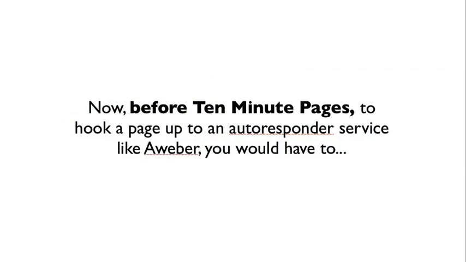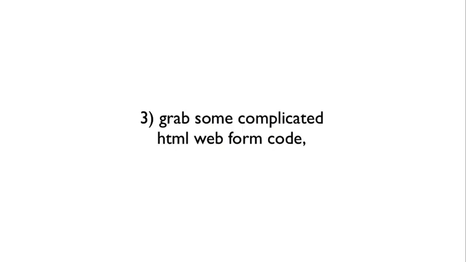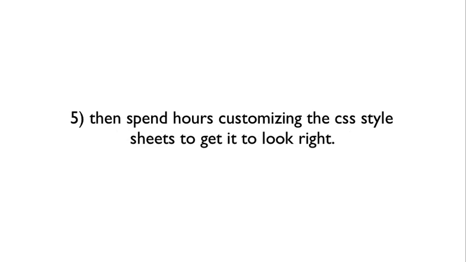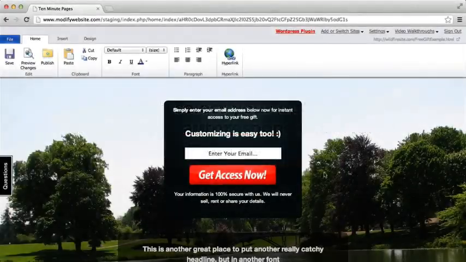Now, before 10-minute pages, to hook up a page to an autoresponder service like Aweber, you'd have to, number one, log into your autoresponder service. Number two, set up a list. Number three, grab some complicated HTML web form code. Number four, you'd have to paste in that code in a precise location in your page's HTML. Number five, you'd have to then spend hours customizing the CSS style sheets just to get it to look right. An incredibly frustrating task. Now with 10-minute pages, we don't believe in code.